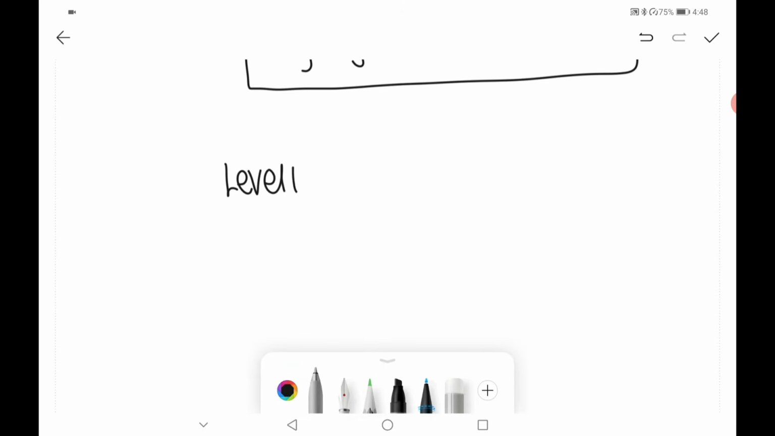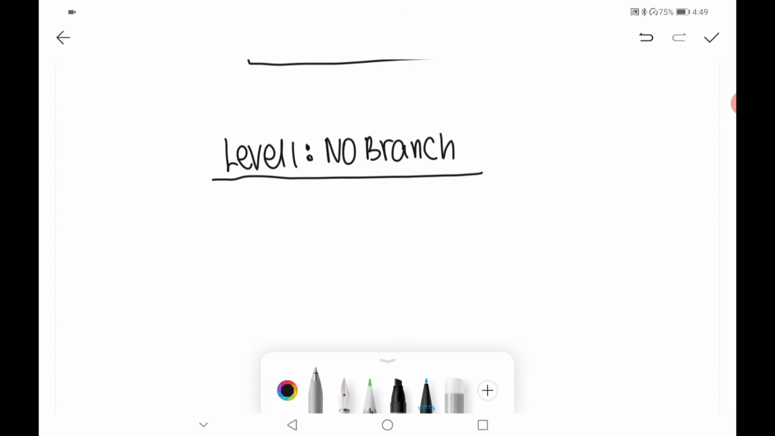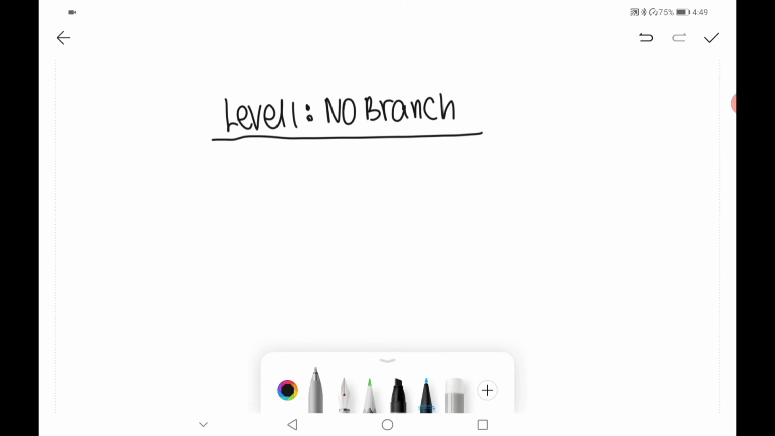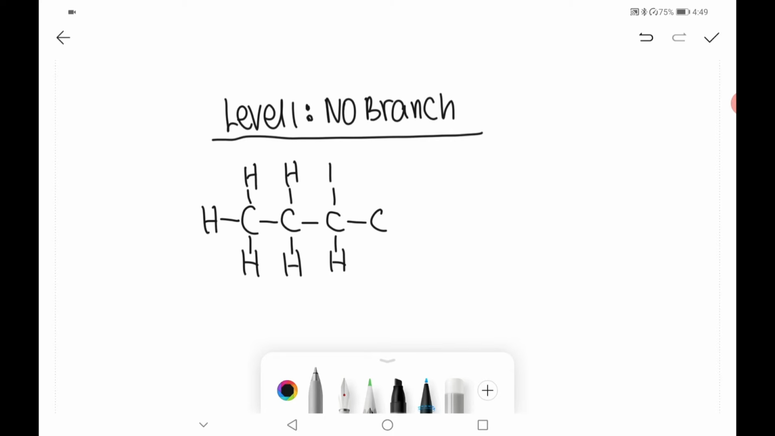Level 1 examples are those without any branch. No branch at all. Let me show you the level 1 examples which don't have any branch. I'll use 2 examples for demonstration. This is the first diagram, and we will name it together.